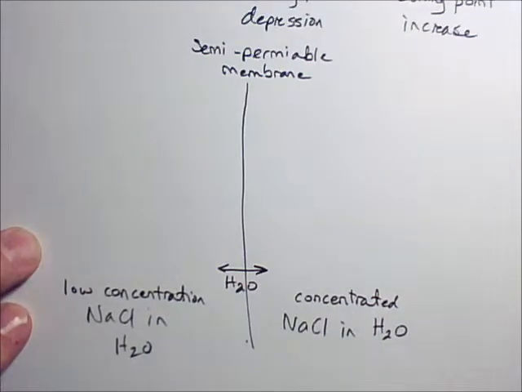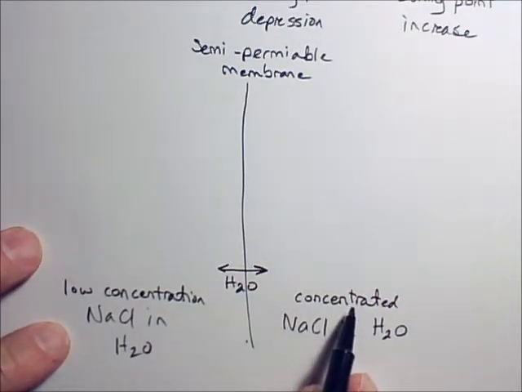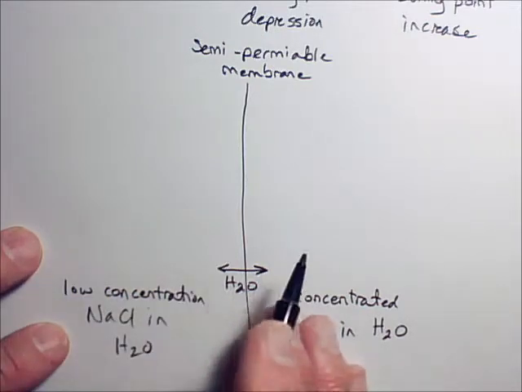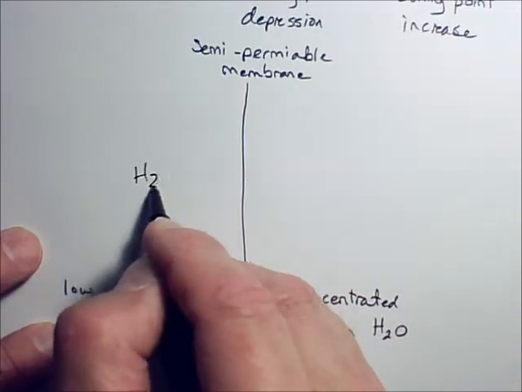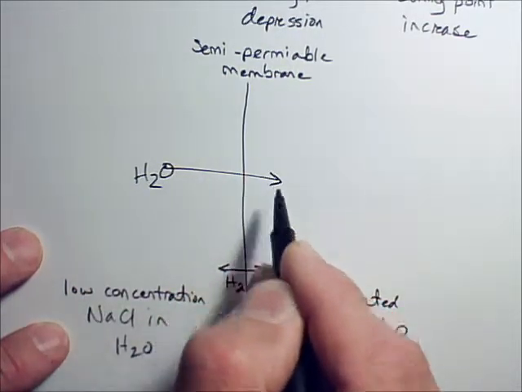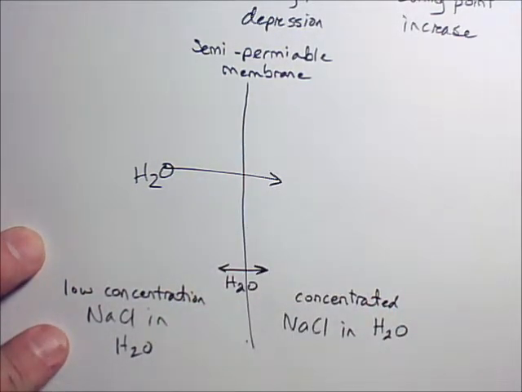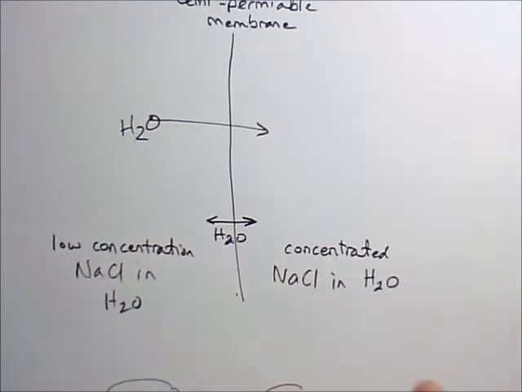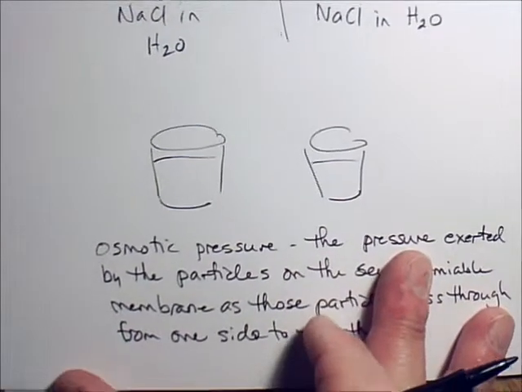So in our illustration up here, since this side has more salt and this side has less, water wants to equalize it, so water molecules flow through to try and get them equal. Okay? Well, how is that important? Well, let's see.